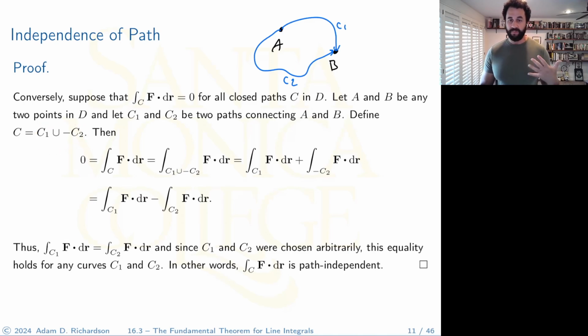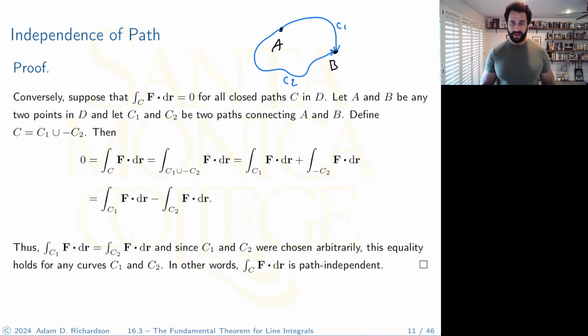Now, because we assumed that this integral is going to be 0, we can start with that. But we can rewrite this integral as the integral over the union of these two curves, and then we can split it up into two integrals using finite additivity again. And then we get this right here. So negative C2, it's the same thing we did before actually. If we change the orientation of this curve, it changes the sign of the integral. So we get a negative right here. Changing the orientation changes the sign of the line integral.